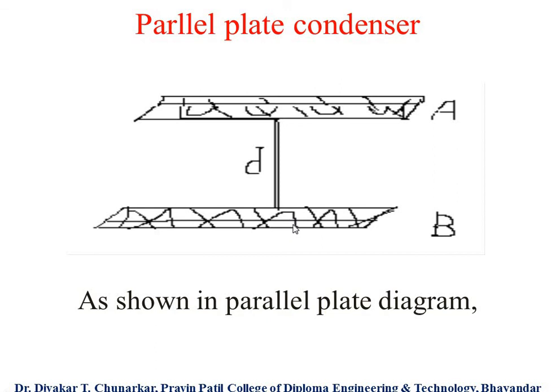Suppose your question is: the parallel plate condenser depends on option A area, option B dielectric medium, option C distance between two plates, and option D all of these. So our answer is all of these.